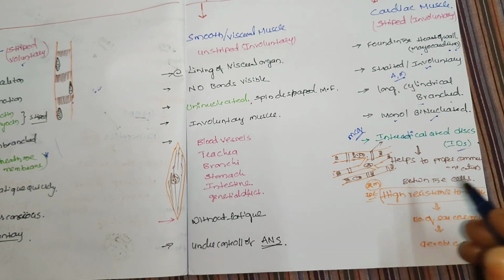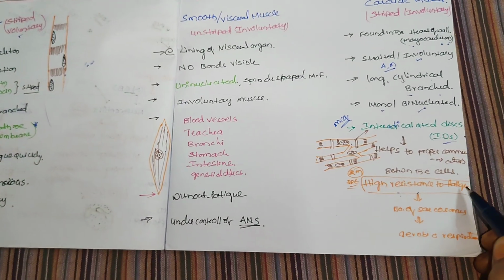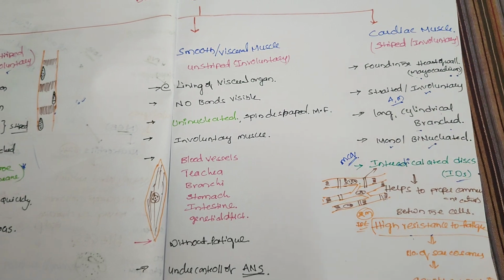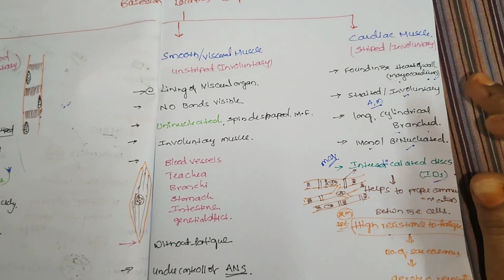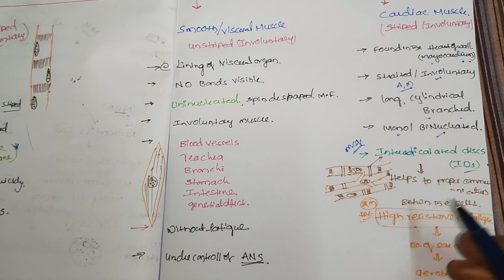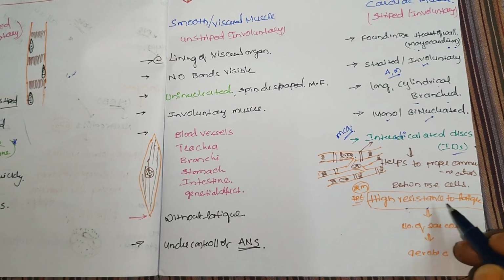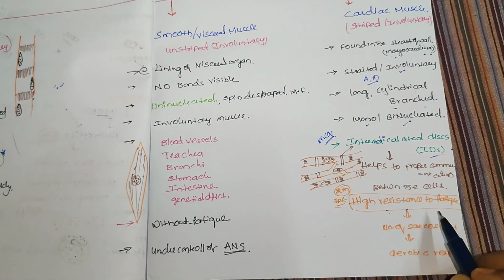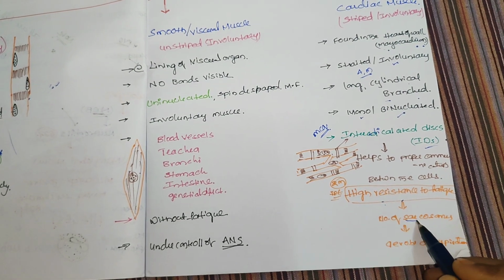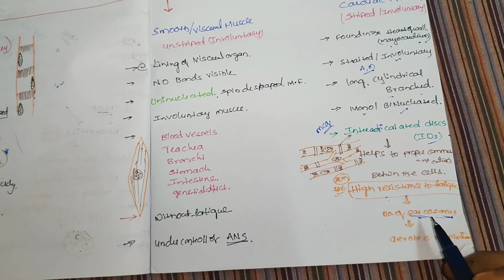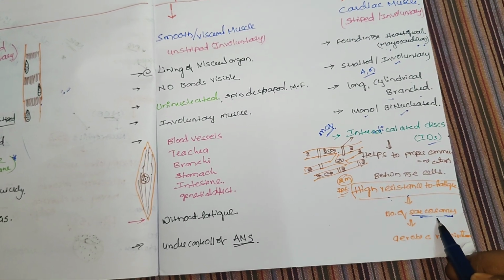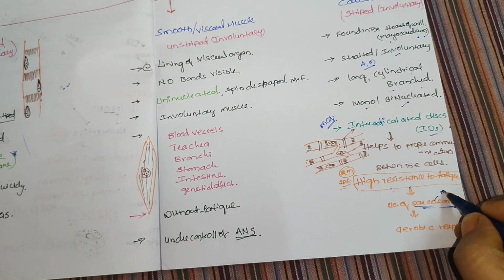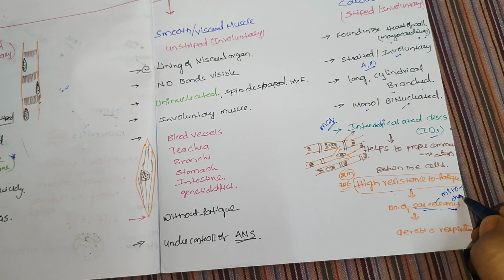Then this muscle is highly resistant to fatigue, meaning there is no tightness in the muscle. If tightness occurred, the heart would not pump blood. So it is highly resistant to fatigue. This is 2 marks in the IPE: why is cardiac muscle highly resistant to fatigue? Because it has a number of sarcosomes. As we studied earlier, sarcosomes are the functional units of contraction. The term sarcosome indicates it has many mitochondria. That is why it is highly resistant to fatigue.